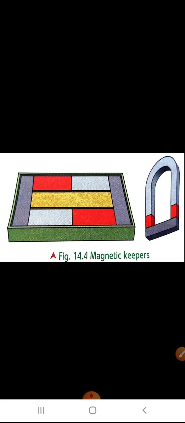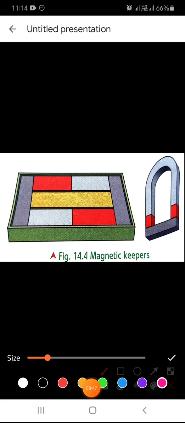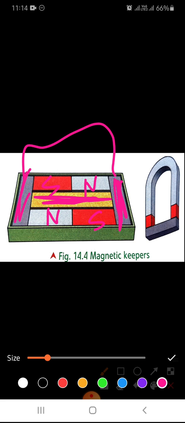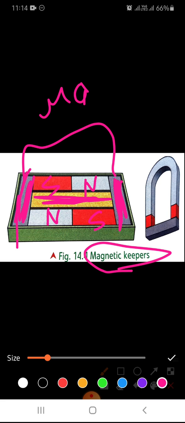Now in this diagram you can see these magnets are placed with north and south, and similarly here north and south opposite, and a wooden block is placed in between them. On the two sides you can keep soft iron bars, and they are known as magnetic keepers. Those who stand on gates are called gatekeepers, and so they are standing on the edge of two magnets, so they are magnetic keepers.